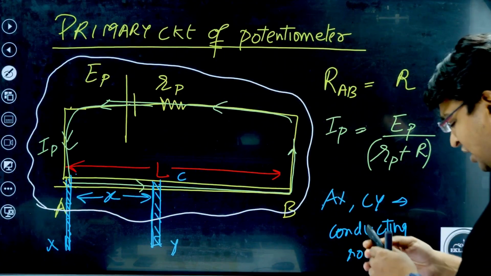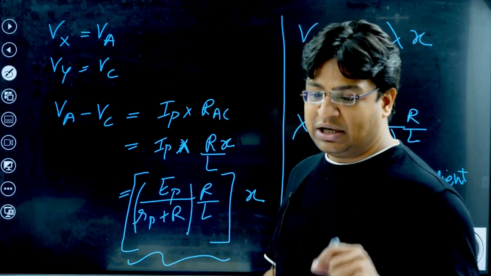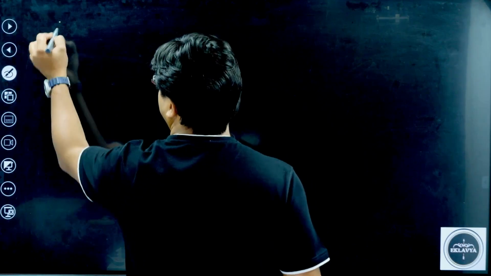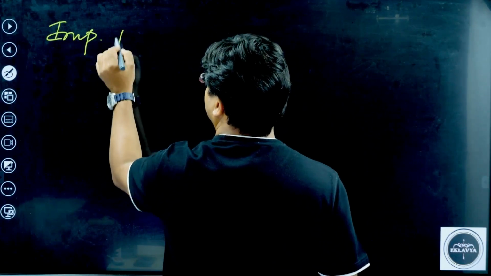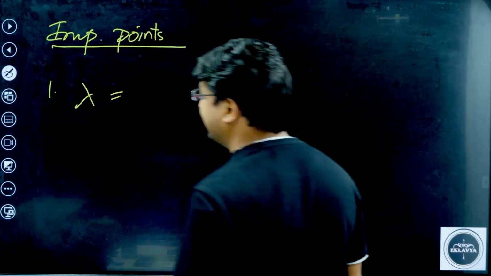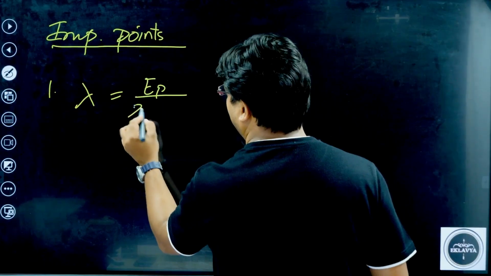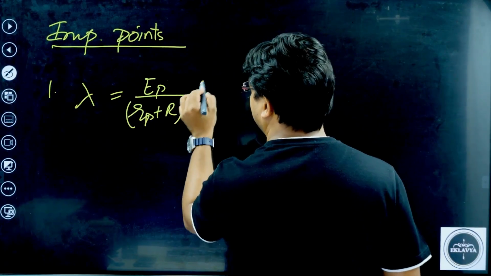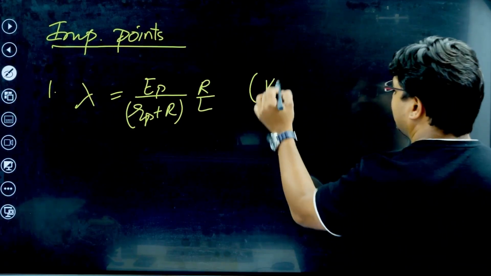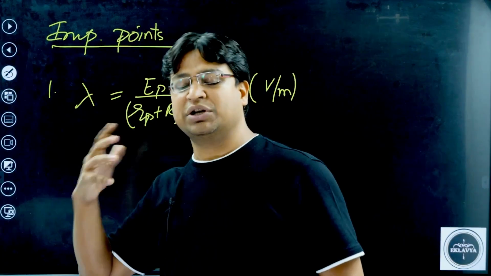Now before we move further, I'll show you how to use the potentiometer, but before that, let me talk about some very important points. First point, let's talk about potential gradient. Potential gradient is EP upon RP plus R into R by L. If you notice carefully, potential gradient has a unit of volt per meter. This is the same as electric field. Not only that, we use the word potential gradient for electric field.